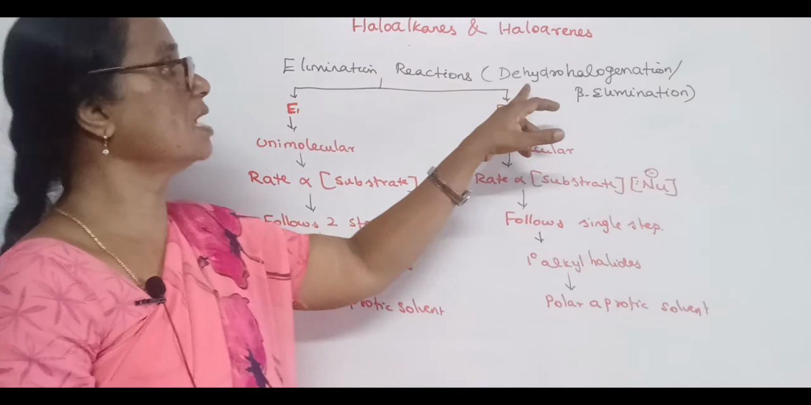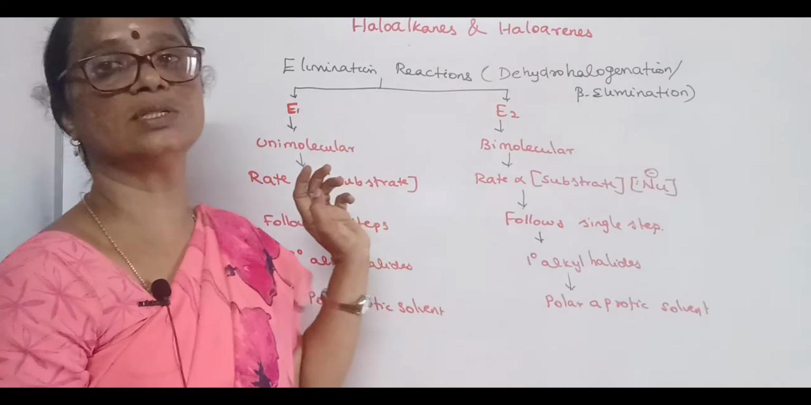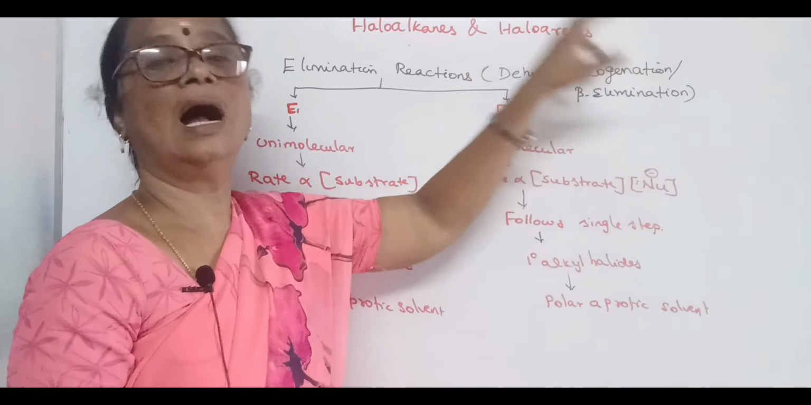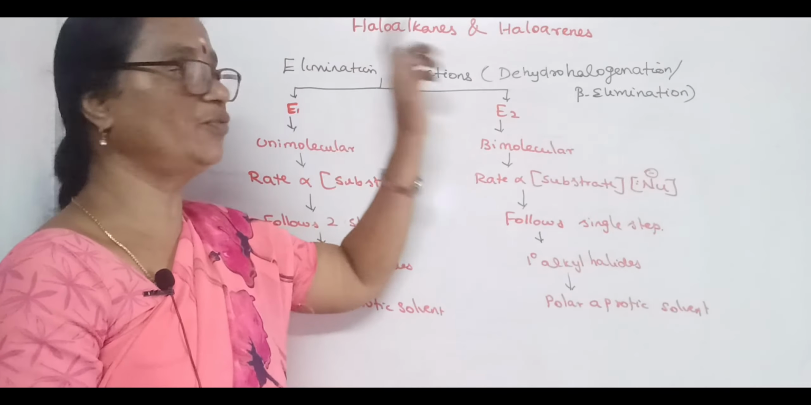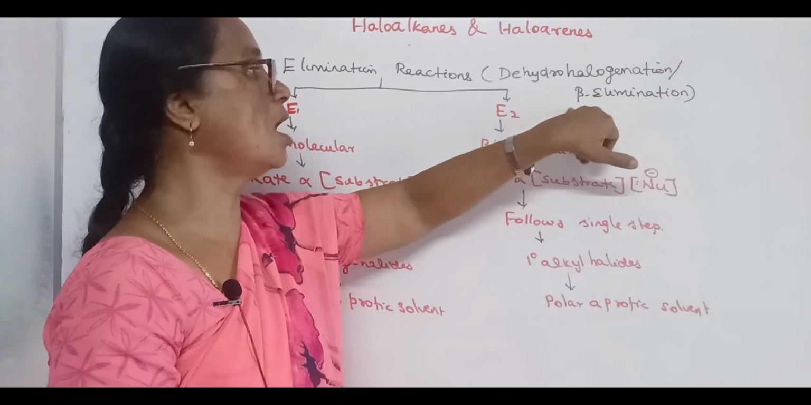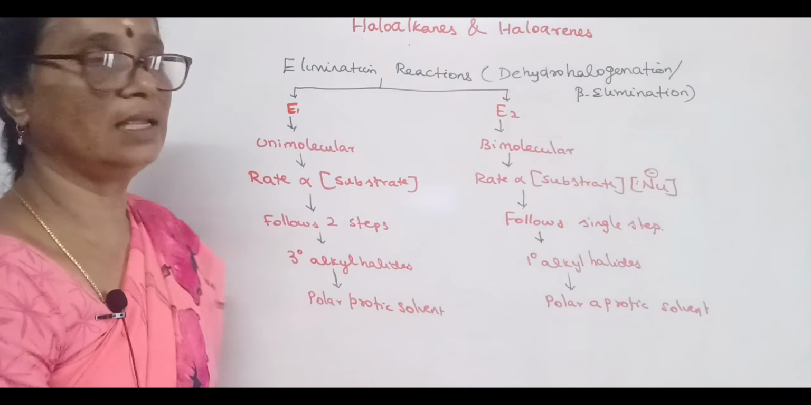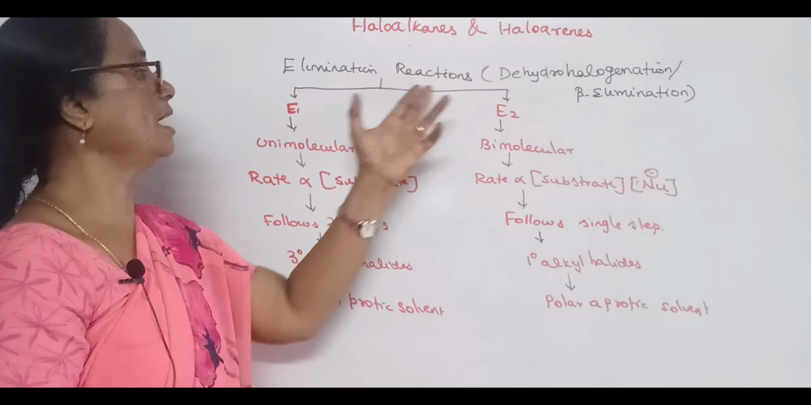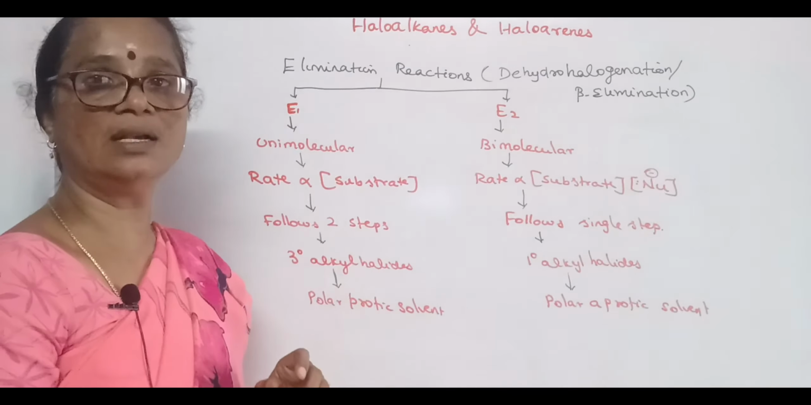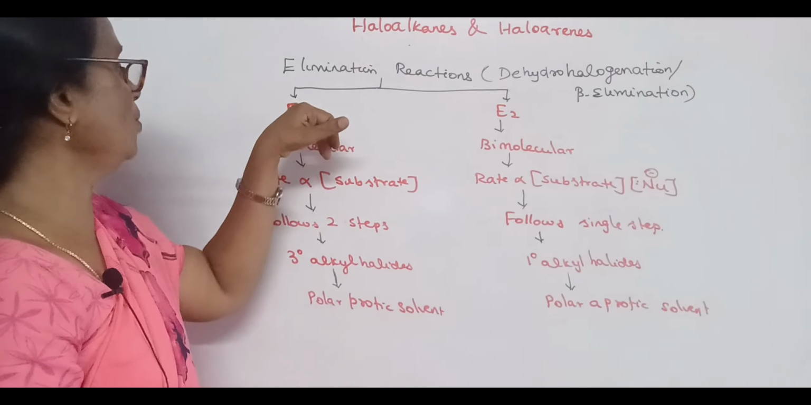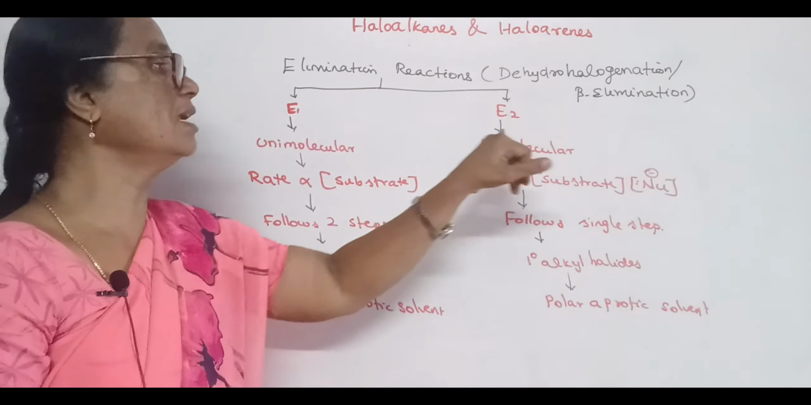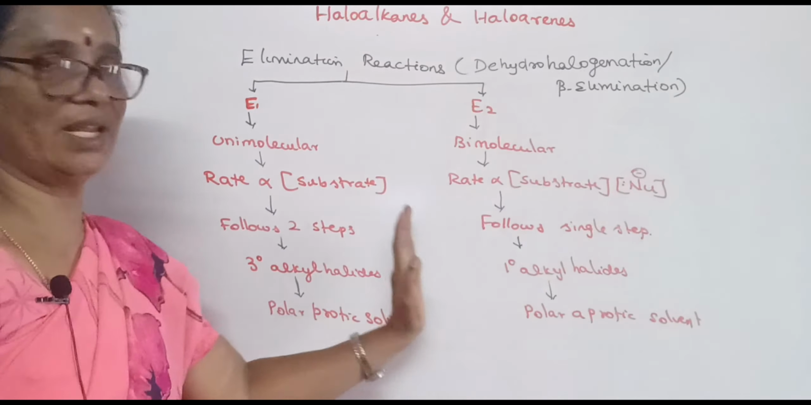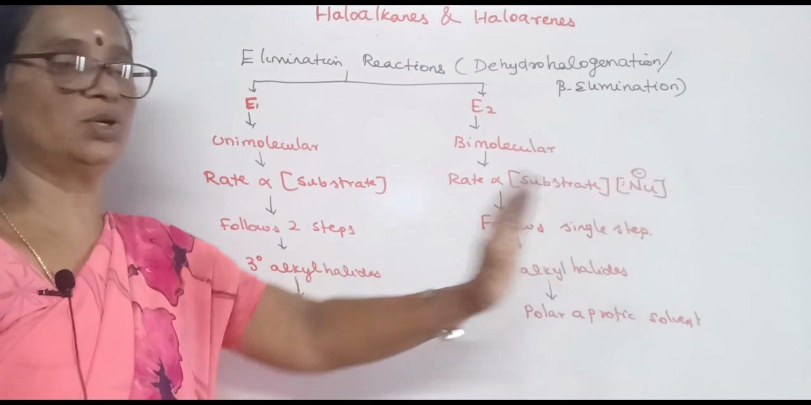Elimination reaction is also called dehydrohalogenation, the removal of hydrogen and halogen. The hydrogen is removed from the beta carbon, so it is also termed beta elimination. Just like substitution reactions, elimination reactions are also of E1 and E2 type, that is, unimolecular elimination reaction and bimolecular elimination reaction. All these steps we can compare even with substitution reactions.